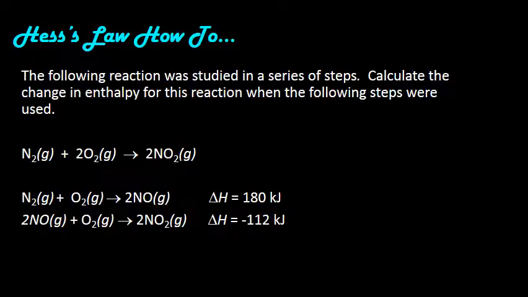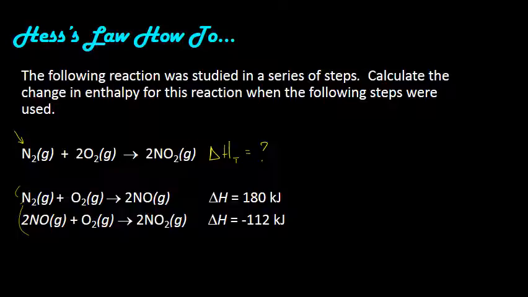Okay, here it is. How to do Hess's Law and why we're doing this. Well, for starters, we're doing this because our end game goal here is to try to figure out the amount of enthalpy used by certain chemical reactions. So we are looking for the total amount of enthalpy for a reaction. In this particular problem, it states the following reaction, that's this one, was studied in a series of steps. These are the steps. Calculate the change in enthalpy for this reaction.